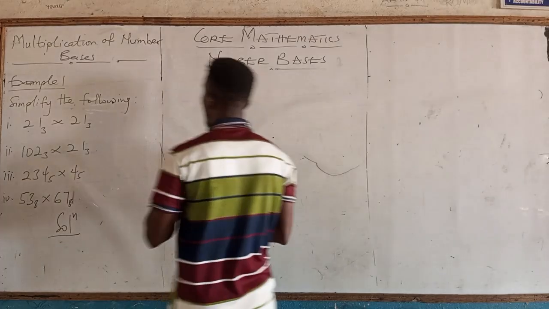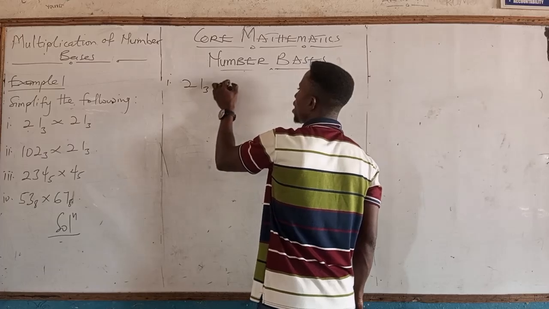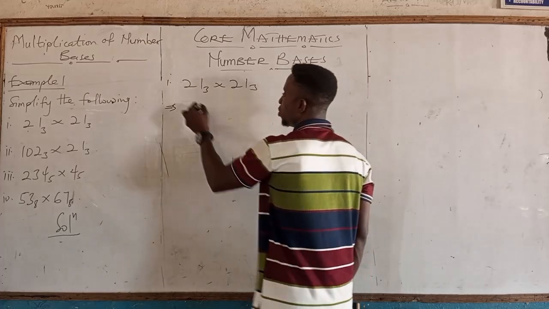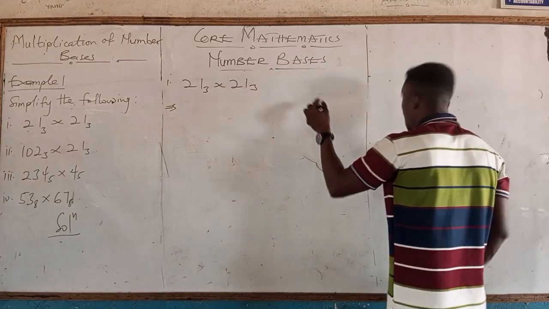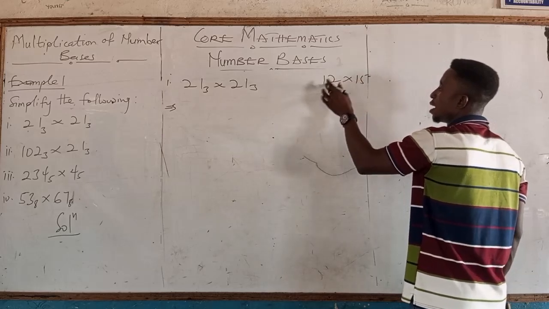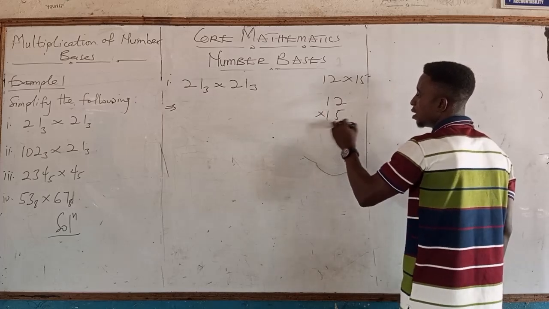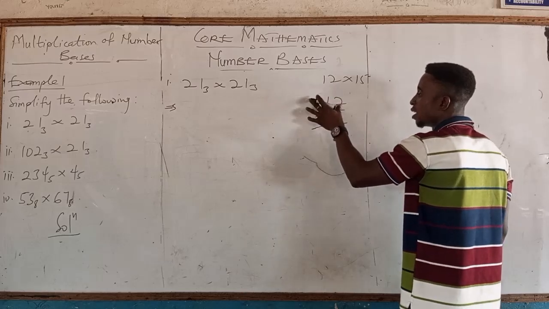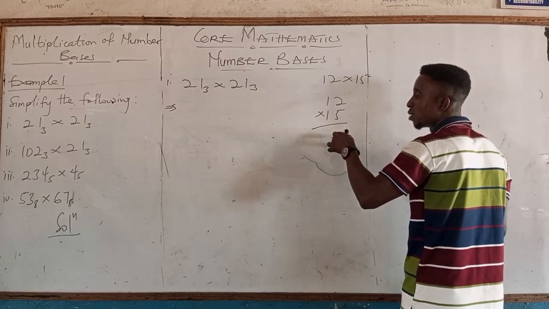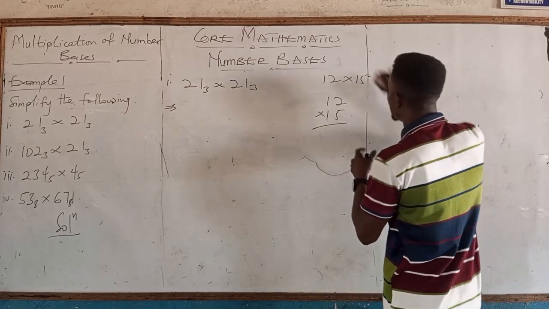So the first one is 2 1 base 3 multiplying 2 1 base 3. What do I do if it is in base 10 and I have, let's say, 12 multiplying 15? I say 12 times 15, and I use this to multiply everything. This one, let me use small numbers.